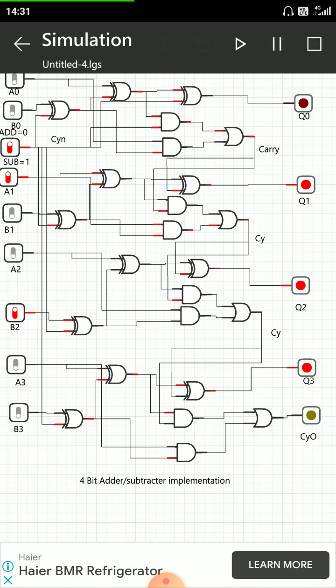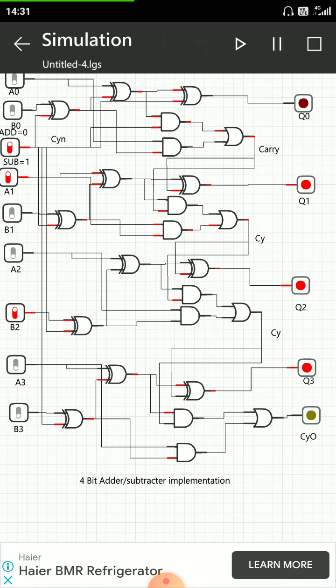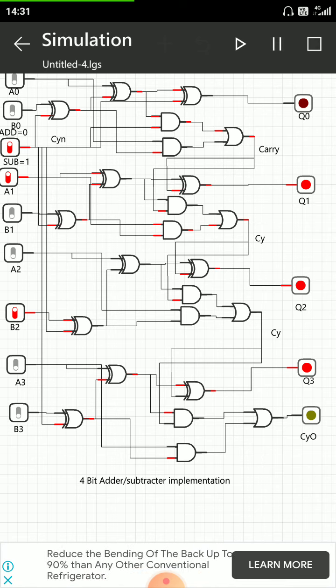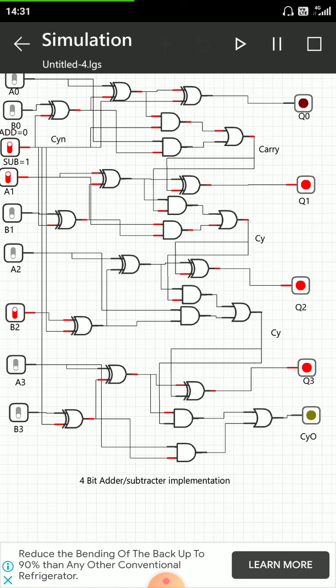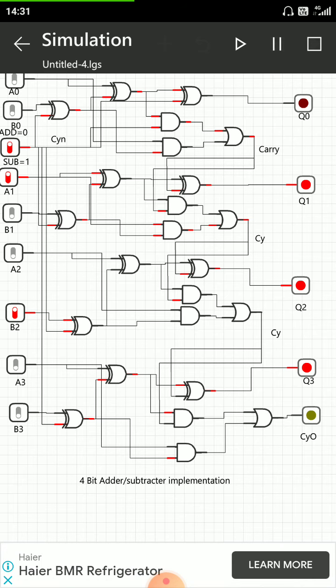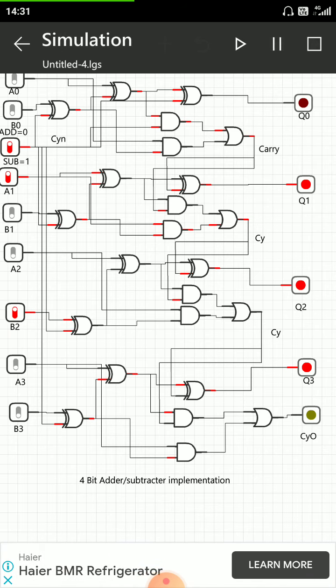I will share the circuit diagram on your WhatsApp group, so you can make the necessary connections. Here you can observe that the carry out from the first full adder is made the carry input to the second full adder. So this is a cascaded arrangement. Carry out from the first is fed into the carry in of the second.